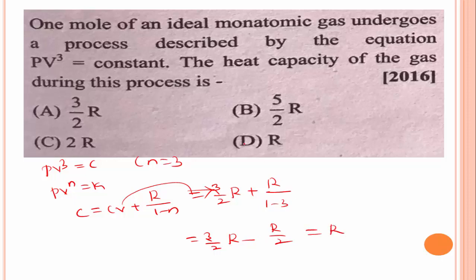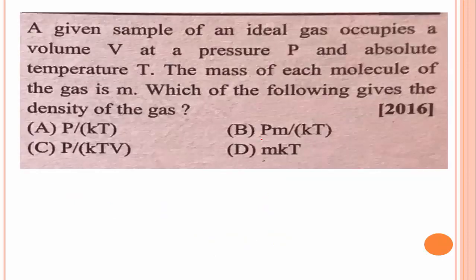We get the answer, so option D is the right answer. The next problem: a given sample of an ideal gas occupies a volume V at a pressure P and absolute temperature T. The mass of each molecule of gas is m. Which of the following gives the density of the gas?